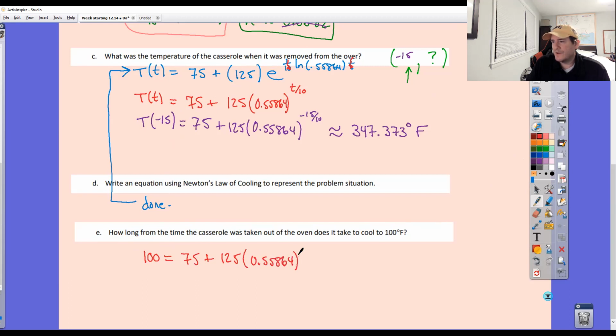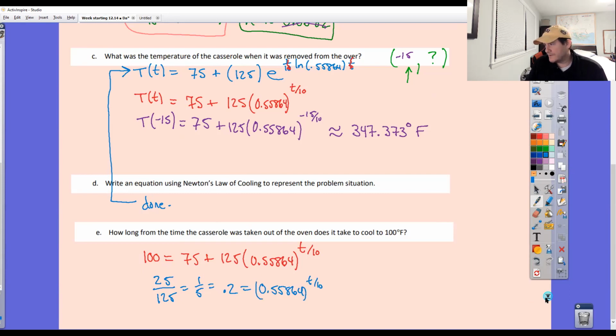0.55864 to the power of time over 10. All right. Subtract, get 25, divide by 125, get 1/5. We're already using decimals anyway, so just make it 0.2. That's exact anyway. And that equals 0.55864 to the power of T over 10.